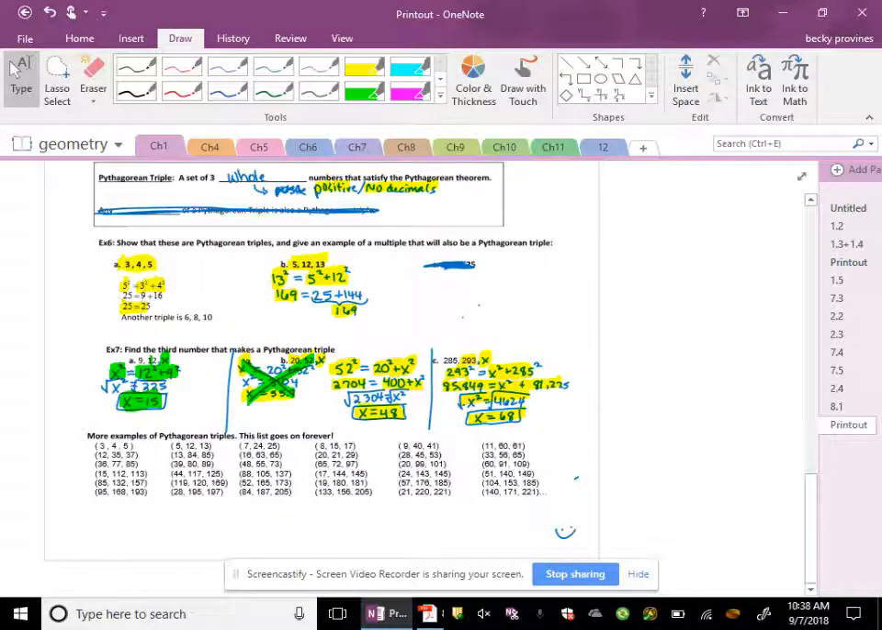Okay, so this list goes on forever. Down at the bottom, down here, these are more examples of Pythagorean triples. It goes on forever, so there's not just a limited number of them.